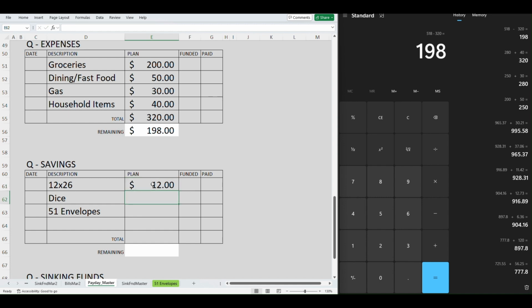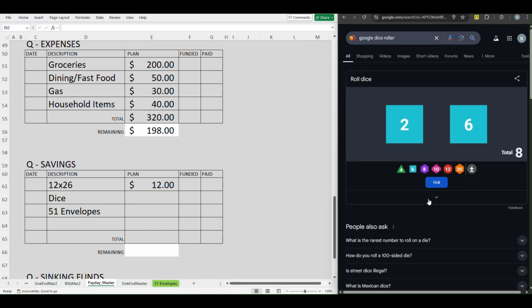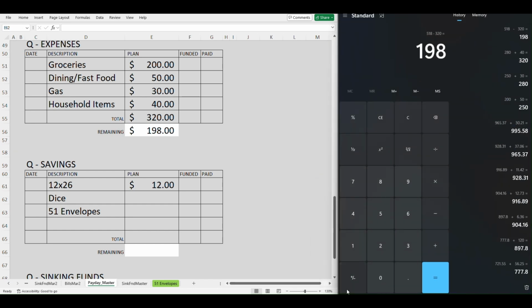Then there's the dice category, and I have a new website that I found when I typed in random number generator. There's actually a random dice generator. So let's roll the dice a couple times. We've got an 8 and a 7. So let's add those two together. 8 plus 7 is 15. That'll be my dice challenge for this time around. $15.